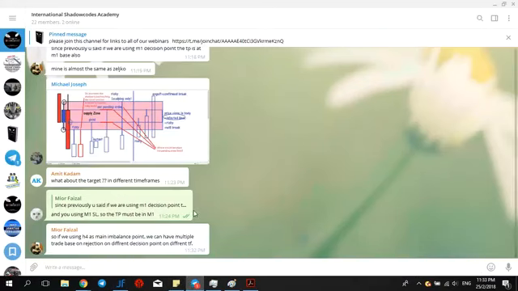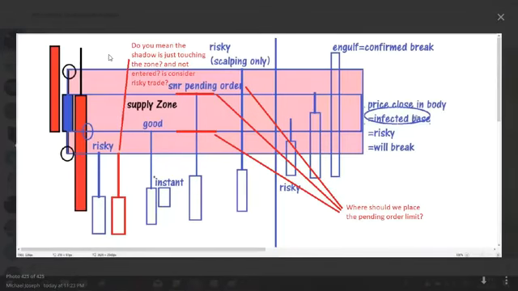Let's see what picture is this. Do you mean the shadow is just touching the zone and not entering is considered a risky trade? This is risky because we are waiting for the first imbalance rejection. We are waiting here. Let me save this picture.